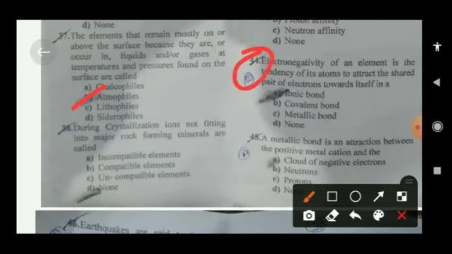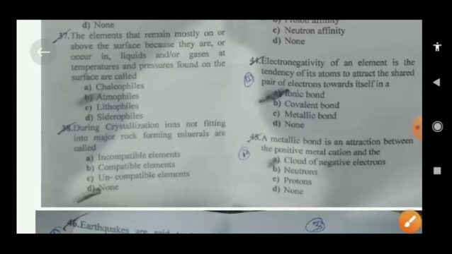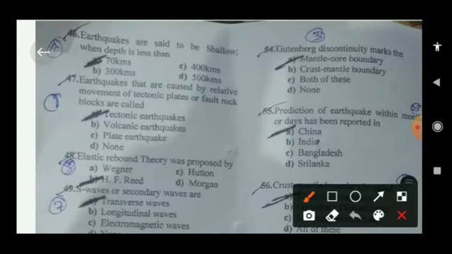Next question is, electronegativity of an element is the tendency of its atoms to attract the shared pair of electrons towards itself in a. The right option is ionic bond. Next question is, during crystallization, ions not fitting into major rock forming minerals are called. The right option is none. Next question is, a metallic bond is an attraction between the positive metal cation and the right option cloud of negative electrons. Next question is, earthquakes are said to be shallow when depth is less than. The right option is 70 kilometers.